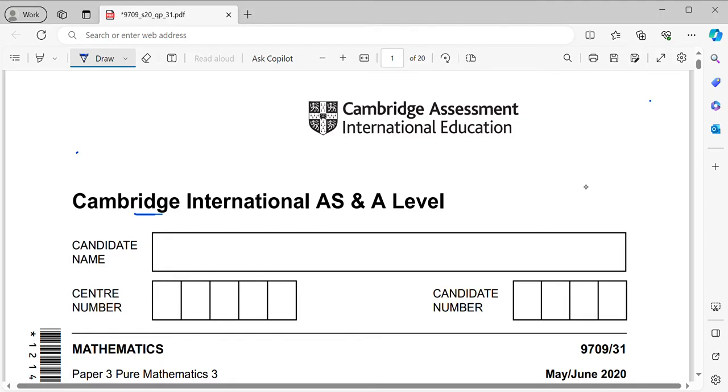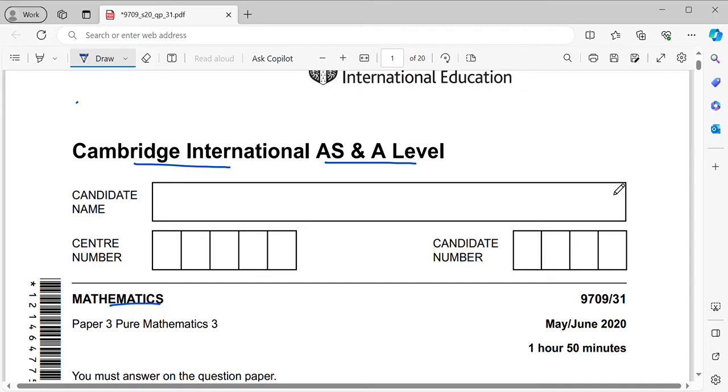This video is to discuss Cambridge International AS and A-Level Mathematics Paper 3, which is the Pure Mathematics 3 for May-June 2020, and the code is 9709/31. So let's get started.